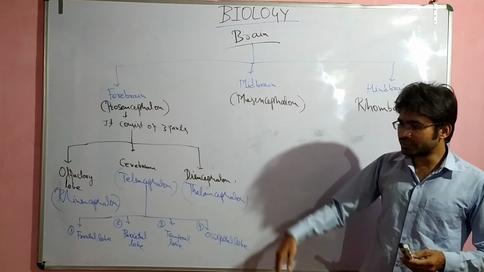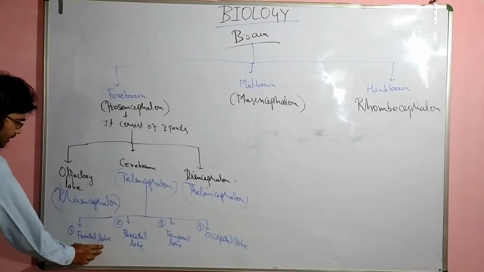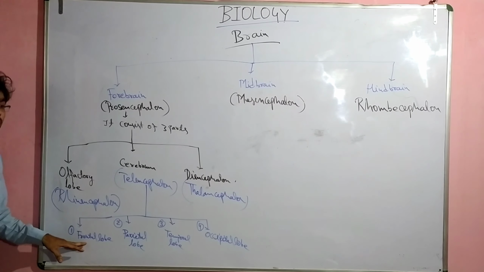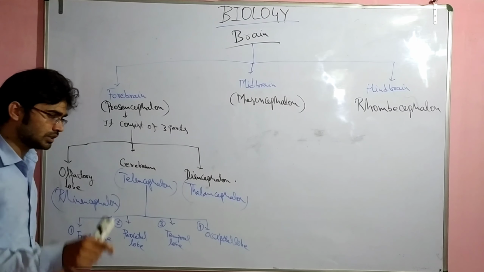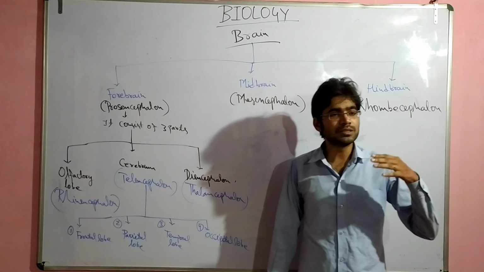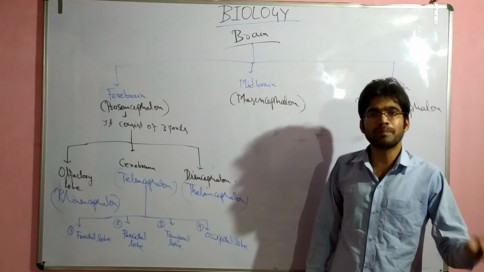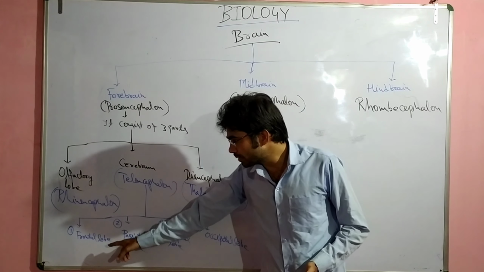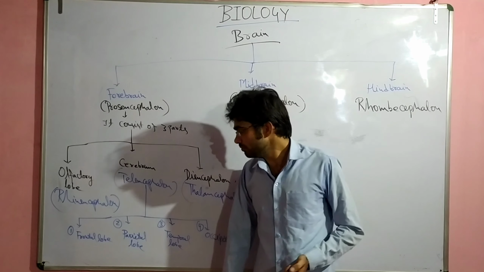The fourth area is known as Broca's area. Broca's area is related to motor speech. Suppose you see a drunk person: the speech is incoherent, meaning he cannot speak properly because of a little disturbance in Broca's area of the frontal lobe.